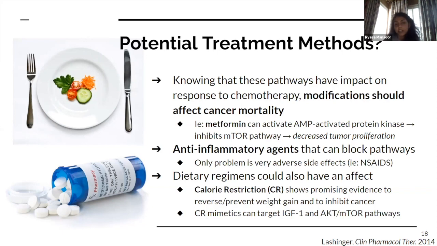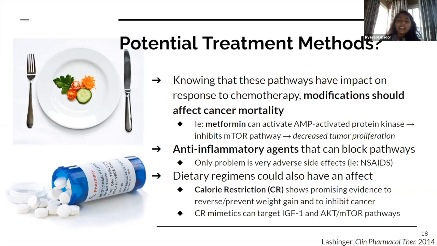So I believe there have been some studies that have proven that metformin can actually have this effect for individuals with cancer, especially obese individuals with cancer. Another aspect that we could look at is anti-inflammatory agents that can block some of these inflammatory pathways, especially with the increased cytokine production. The only problem with this is that anti-inflammatory agents, especially NSAIDs, can have very adverse side effects.